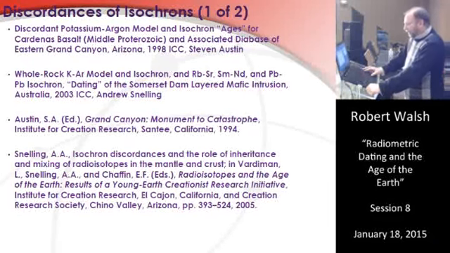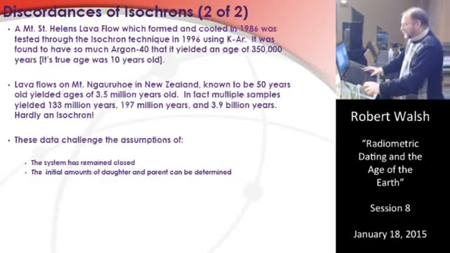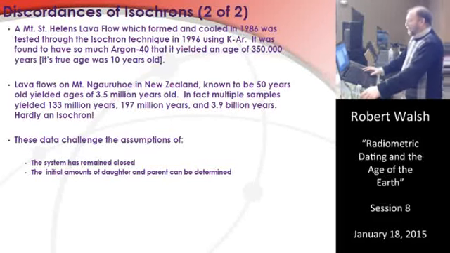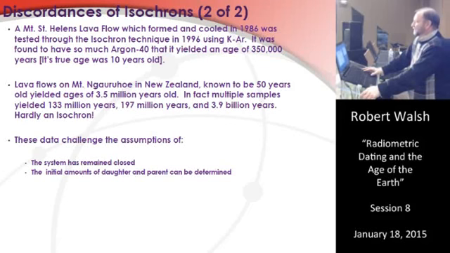A Mount St. Helens lava flow, which formed and cooled in 1986, was tested through the isochron technique in 1996 using potassium argon. Do you remember what the half-life of potassium argon is? Several billion years, right? It was found to have so much argon that it yielded an age of 350,000 years, yet the lava flow was only 10 years old. So what these things show is that this isochron method is suspect, perhaps, or it may need to be revisited.